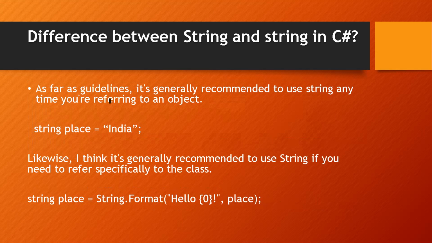As far as guidelines, it's generally recommended to use small string anytime you are referring to an object. Example: string place = "India". Likewise, it's generally recommended to use capital String if you need to refer especially to the class. Example: string place = String.Format, and here we define the format and assign the place value in {0}.